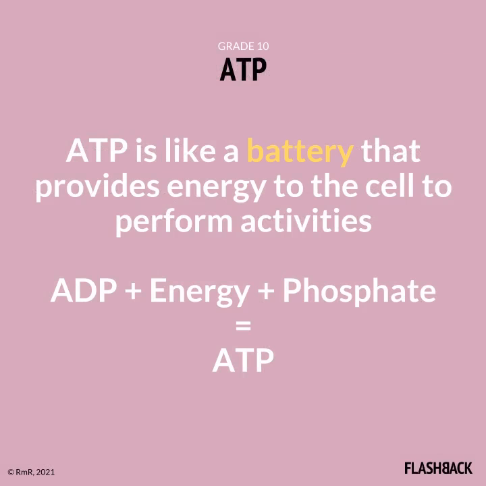ATP is the energy used for all cell processes like contraction of muscles, protein synthesis and conduction of nervous impulses. It is like a battery that when broken down, provides energy to the cell. The ATP molecule is synthesized by the energy released during respiration process using ADP and inorganic phosphate.